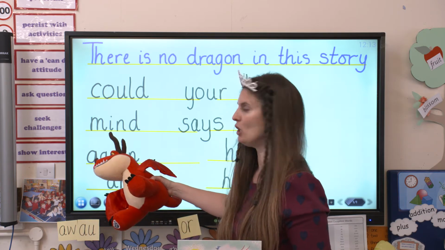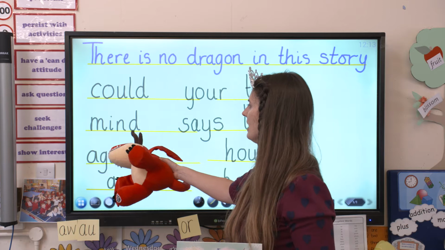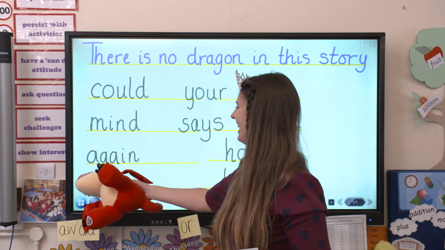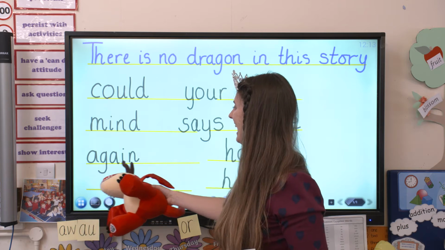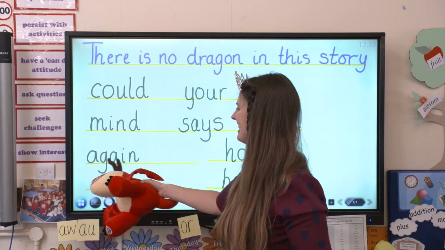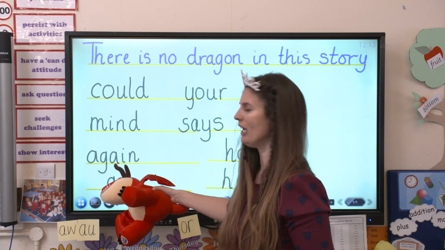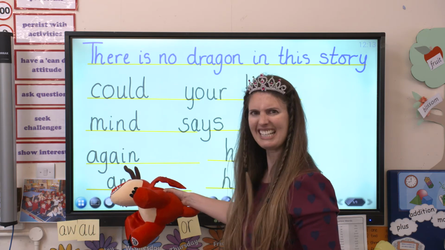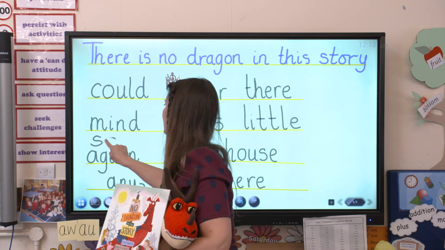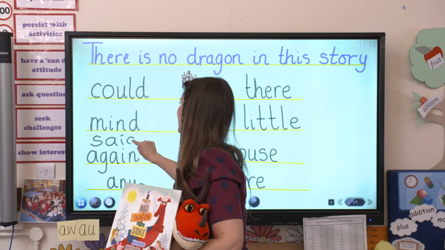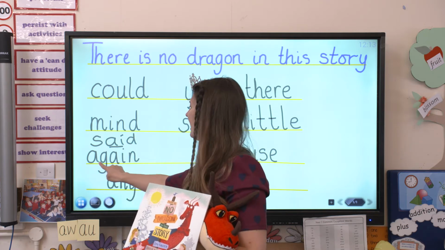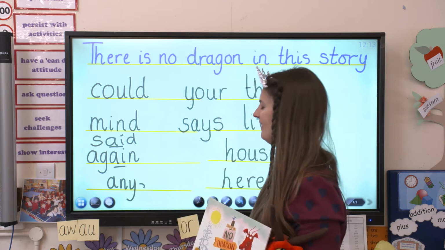Then another year 2 one. Mind. Mind. I don't mind. And another year 2 one. Again. Again. It sounds like it should have an E in it, doesn't it? Again. But it's not. It's an AI. Like in said. You know where in said, the A and the I were saying E, weren't they? Ed. And in again, they're saying E.